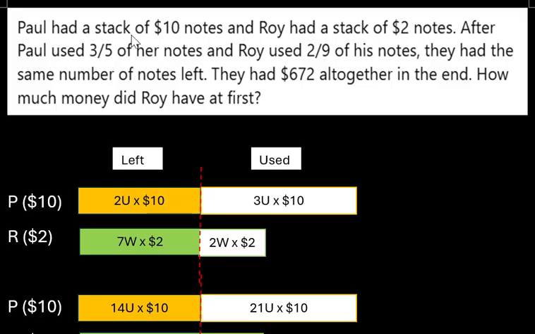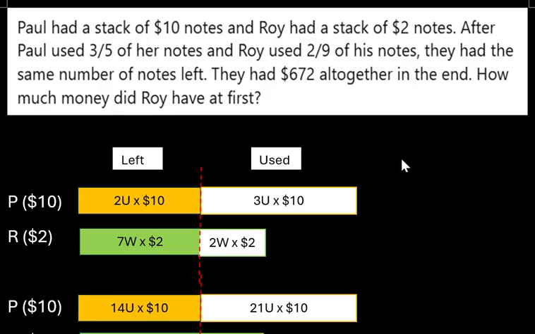Paul has a stack of $10 notes and Roy has a stack of $2 notes. After Paul used 3/5 of her notes and Roy used 2/9 of his notes, they have the same number of notes left. They had $672 altogether in the end. How much money did Roy have at first?